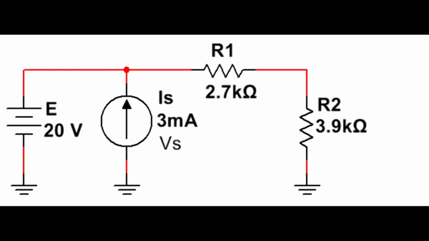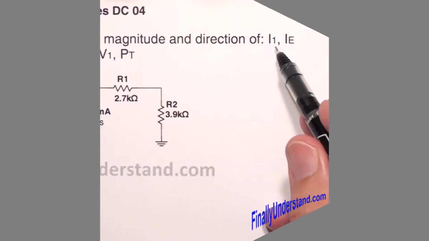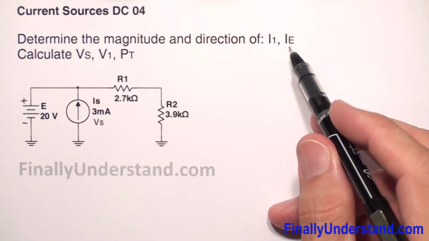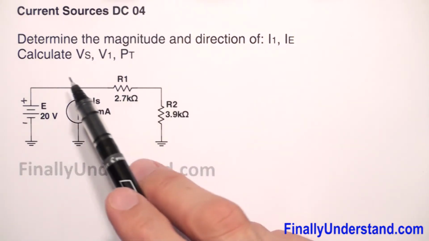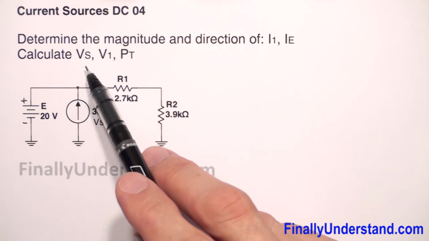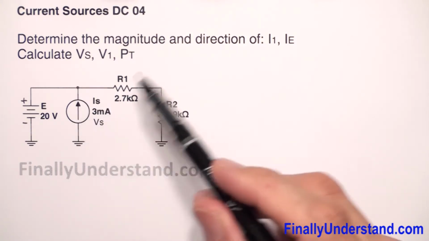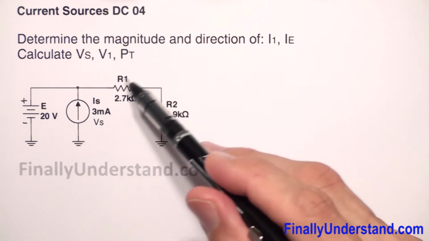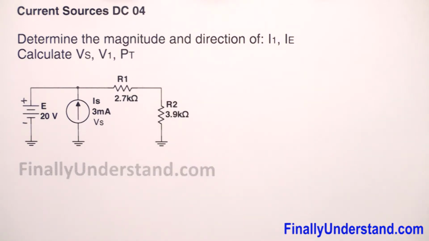Let's take a look at this example. This time we're supposed to determine the magnitude and the direction of current I1 and IE. We're supposed to calculate also voltage across the current source and V1, voltage across resistor R1, and total power.